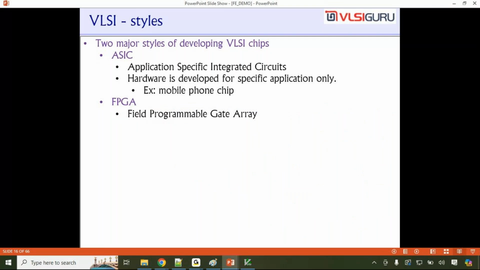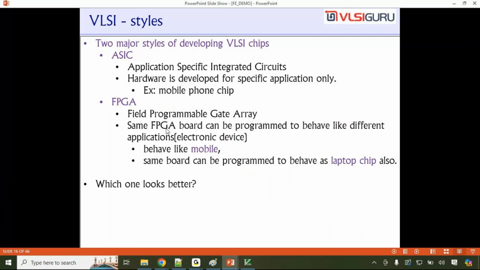In this case, the same FPGA board can be programmed to behave like different applications, that is, different types of electronic devices. For example, it can behave like a mobile phone, and it can behave like a laptop chip also. Given this difference between ASIC and FPGA, which one do you think is better?